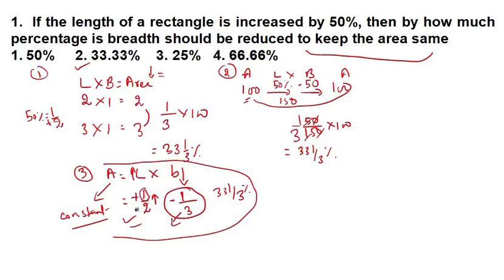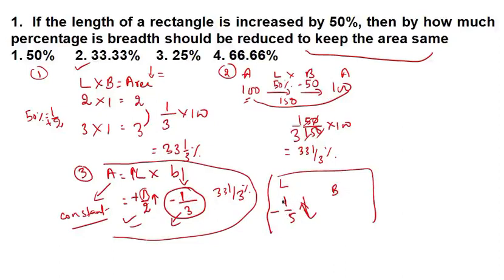Tell me if there is a minus sign. For example, there is a minus sign, minus 20%. So it will be 1 by 5. If the length gets reduced by 1 by 5, then the breadth has to get increased. I'm just stating an example for this particular question type.